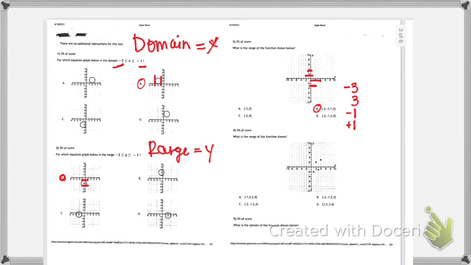All right, number 4, same thing. We're looking at the range. The lowest range I see is a negative 2. Then we go to a negative 1. We go to a 2. And then we go to a 3. So my answer here would be B.